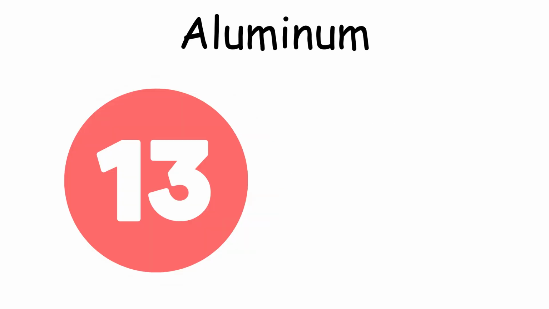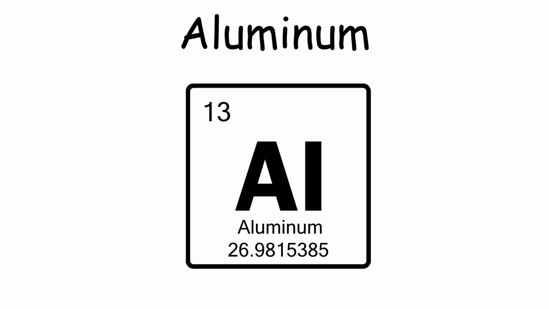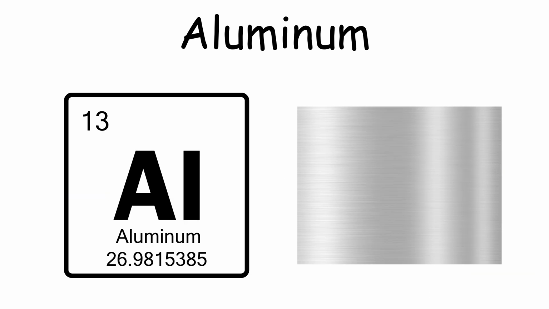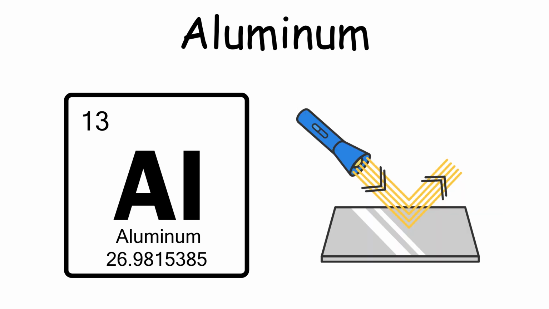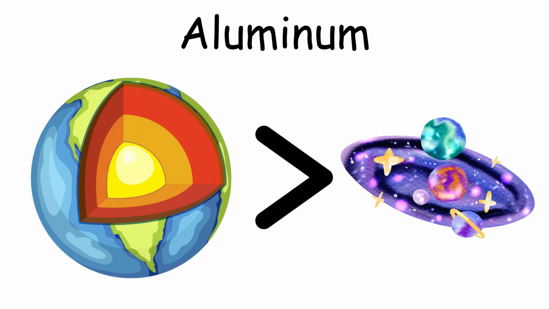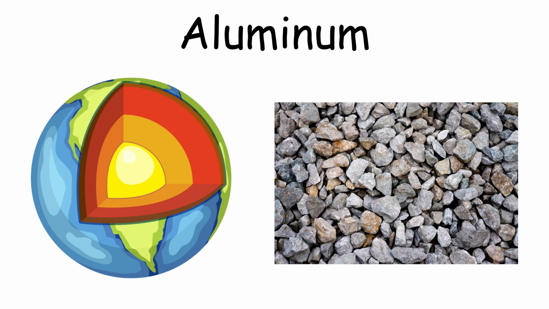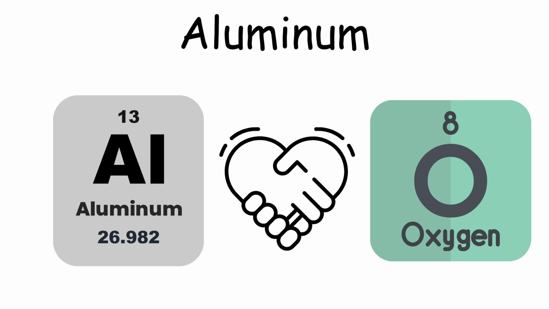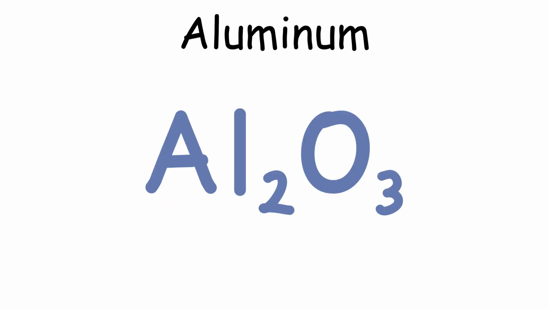The 13th element with symbol Al, aluminum, is a soft and non-magnetic metal that resembles silver in color and has the ability to reflect light. It is more prevalent in the Earth's crust than in the universe at large because it becomes bound into rocks. Aluminum has a strong affinity for oxygen, which causes it to be found more in oxides or silicates than in its elemental state.